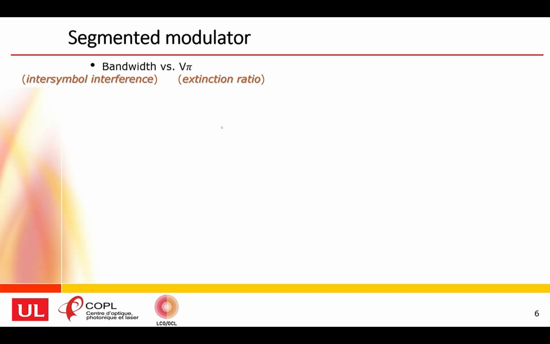Now, when you work in silicon photonics, this is particularly challenging because you often have one parameter you can play with, which is the length of the phase shifter. But playing with that length influences both the bandwidth and the Vπ. And so it's difficult to optimize the two simultaneously. It's not true with lithium niobate and other platforms, but with silicon, it's the case.